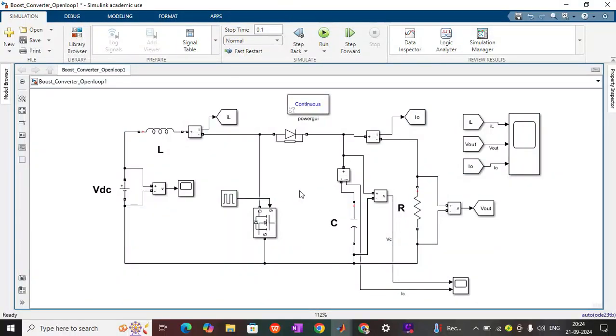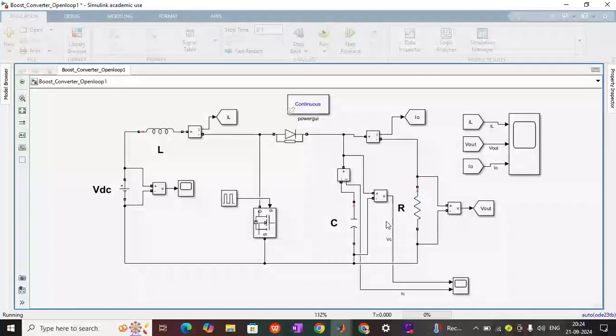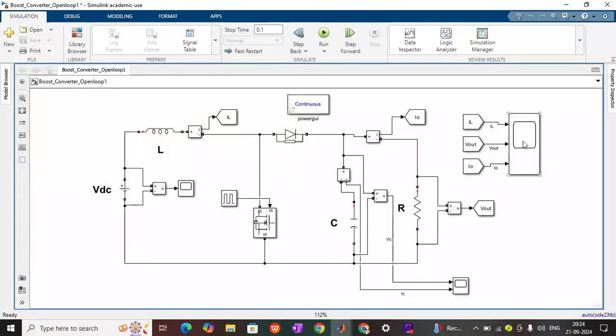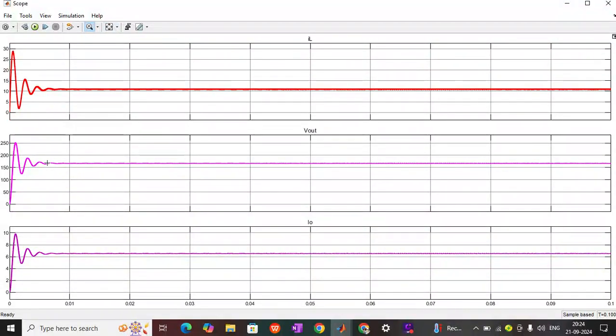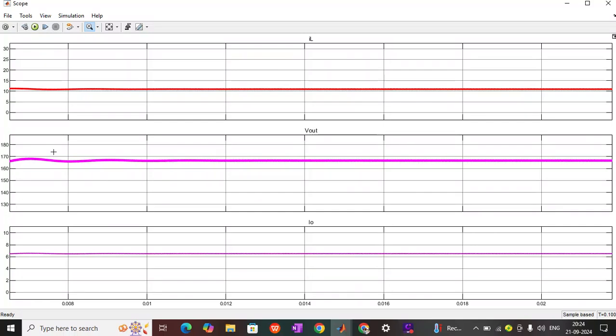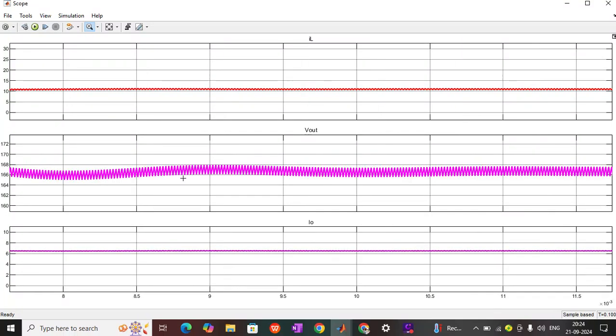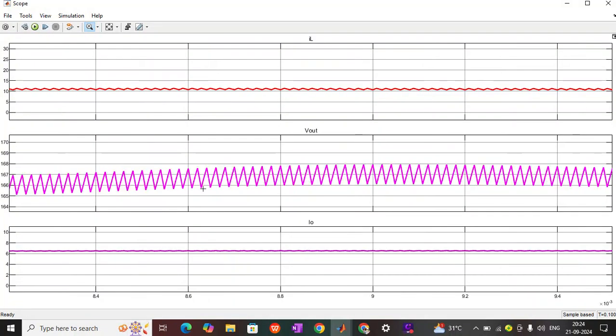You know D, what is V0 by Vin? 1 upon 1 minus D for the boost converter, right? So with load, initially I am going to simulate, just see what is the result, and then without load we will see. So whatever the output voltage I am going to get, it is nearly coming 166. The same using the formula also we can calculate, right? The same thing is coming here, 166 nearby.